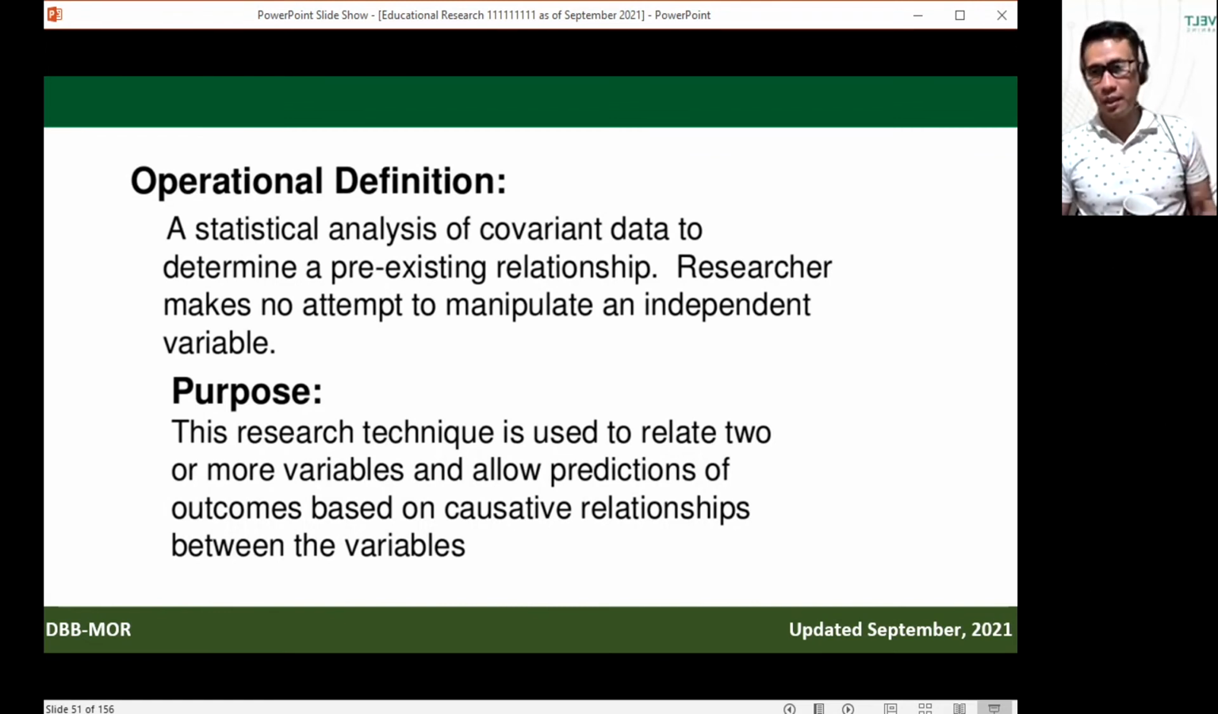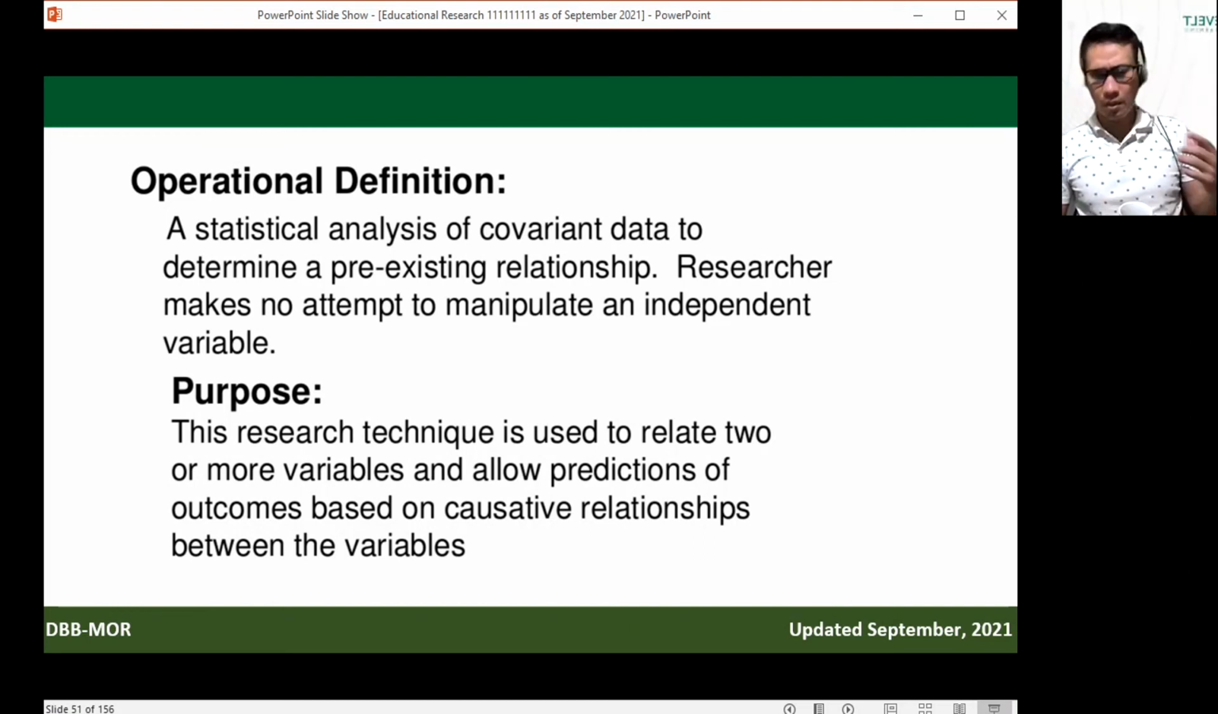So take note again and again, I keep on telling you, when you do correlational research, there should be no attempt to manipulate an independent variable. Okay, it's impossible. If you would be manipulating an independent variable, then you might as well do experimental research. Remember, correlational research is a non-experimental research. And it's still quantitative research. Though both non-experimental and experimental research are quantitative research, they differ in nature, particularly the manipulation of the independent variable.